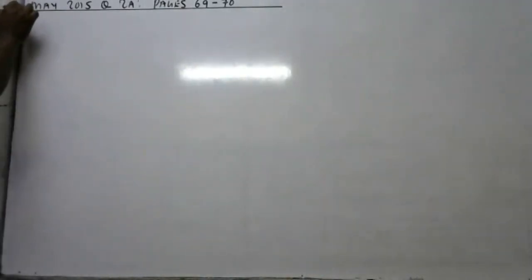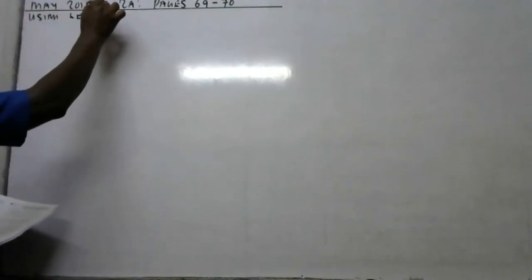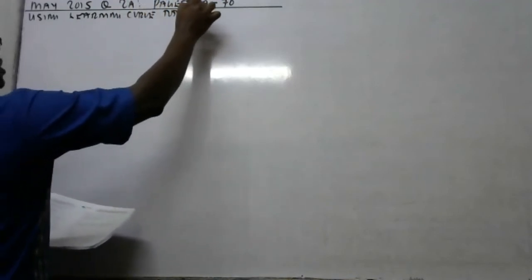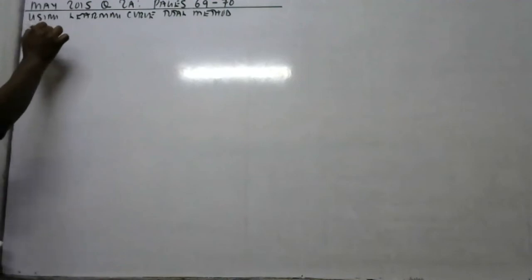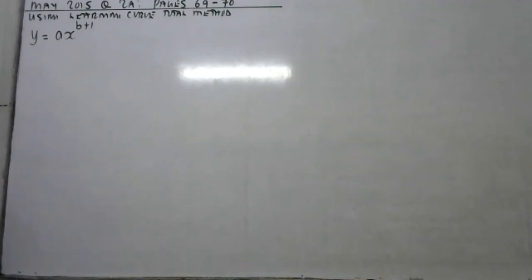So we shall begin by saying, using learning curve total method, again you write the formula: Y is equal to aX raised to power b plus 1.